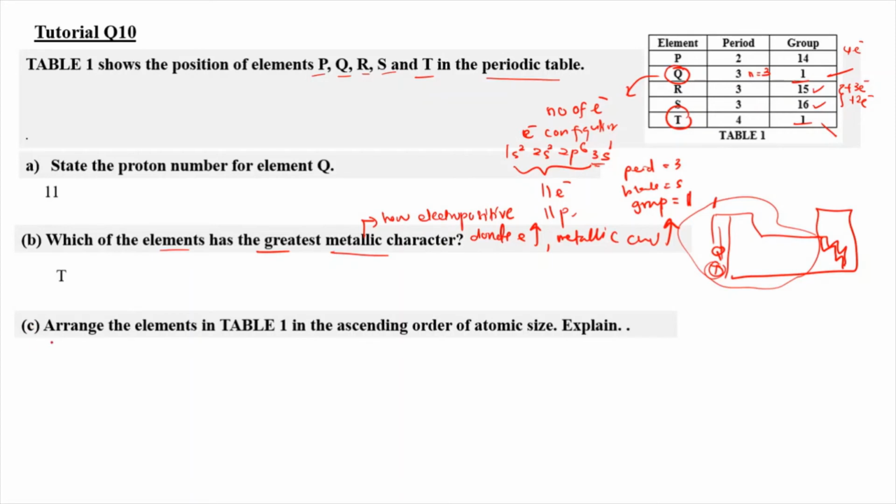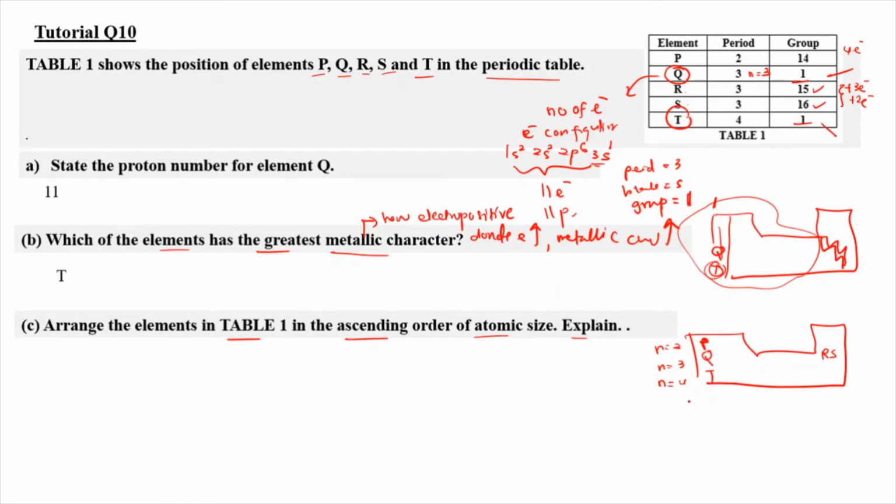And then for question C, we need to arrange the elements in table 1 in ascending order of atomic size. Explain. So we have the elements. For example, P is in period 2. Okay, we can put it here. And then for Q, R, and S, they are in the same period: Q is in group 1, R is in group 15, S is in group 16. N equal to 3. Here is N equal to 2. And for N equal to 4, we have element T.